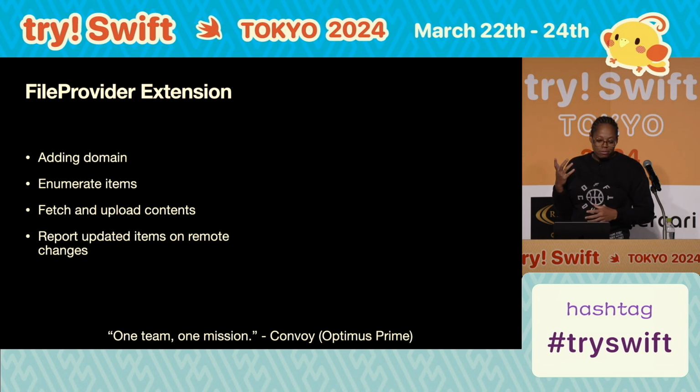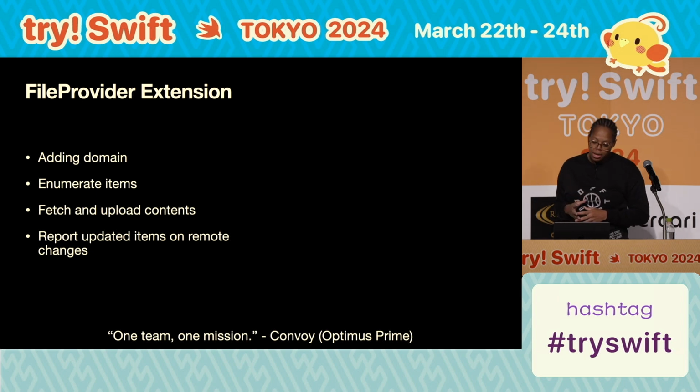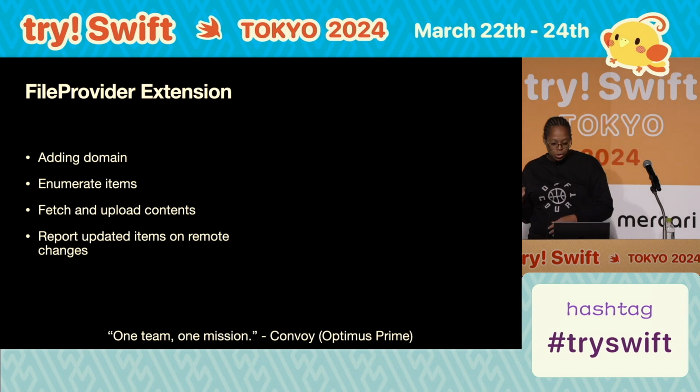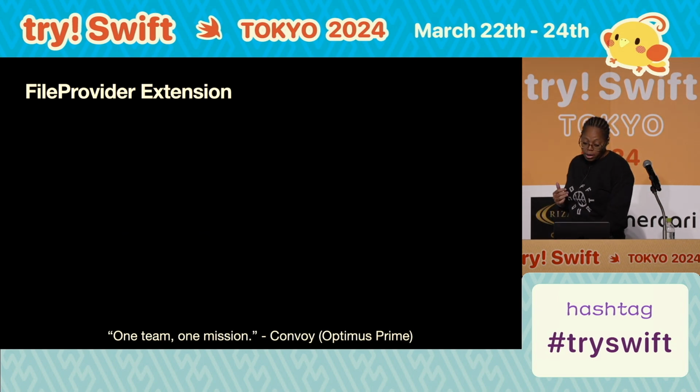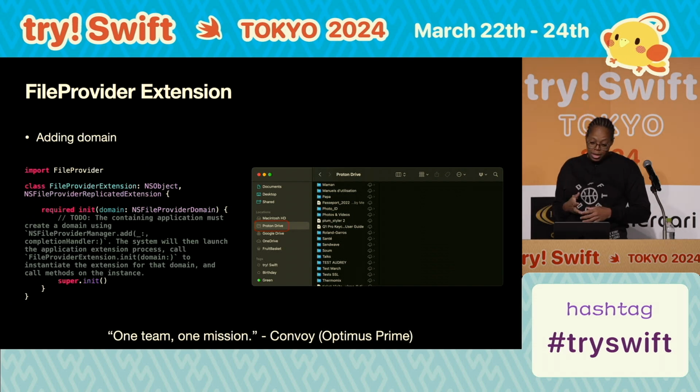So reporting all the items, updating via the remote changes. In each flow, you will see that the system calls your extension whenever it needs new data. So let's see it. First time, it's just about adding the extension. So we just need to initialize the file provider manager, and we will need to add the domain.